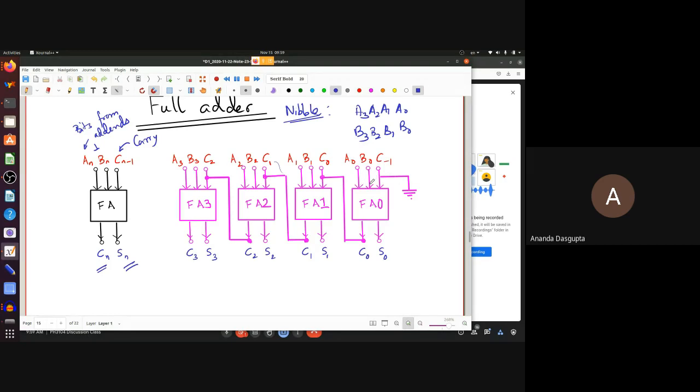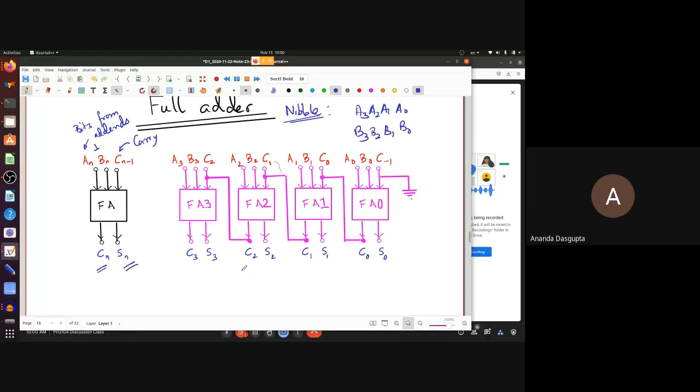So A0, B0, there is no carry. That's all you're saying at the very first or 0th bit. So A0, B0 gives you C0 and S0. S0 is your output. C0 gets fed to the next full adder. You get A1, B1, C1 to give you C1, S1, and so on.